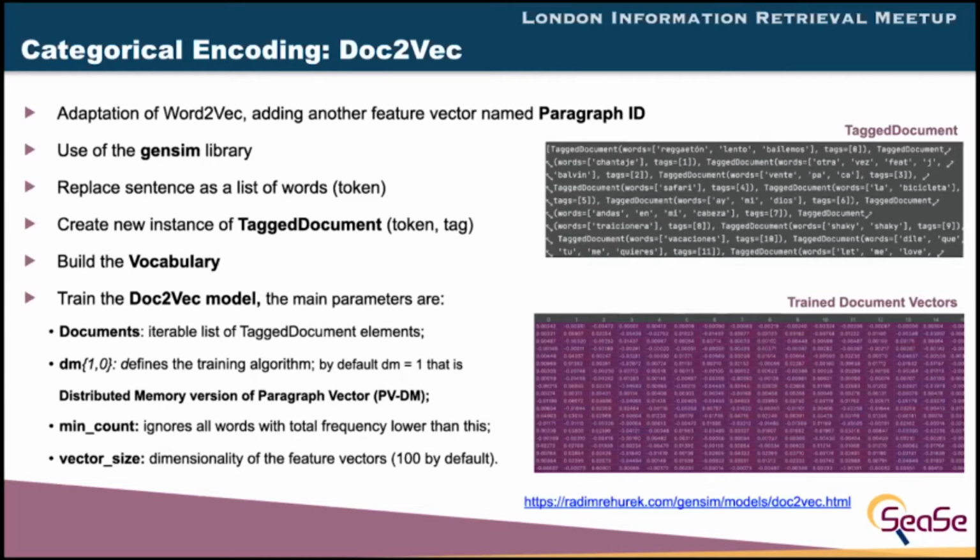Then we created the vocabulary, that is a list of all the unique words extracted from the training corpus. And then we passed the tagged documents as input for the Doc2Vec function in order to train the model. The first parameter of the function is the documents. Then other parameters are dm, to define the training algorithm. By default, dm is equal to 1, that means the distributed memory version of paragraph vectors.